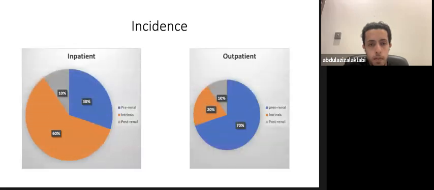Now, this is simply an incidence graph showing you again that inpatient, or in the hospital, most common is intrinsic, while outpatient is more likely pre-renal. And yeah, that's simply it.